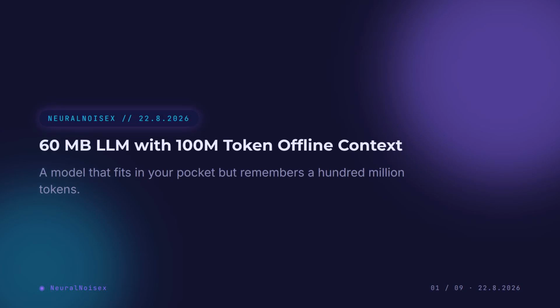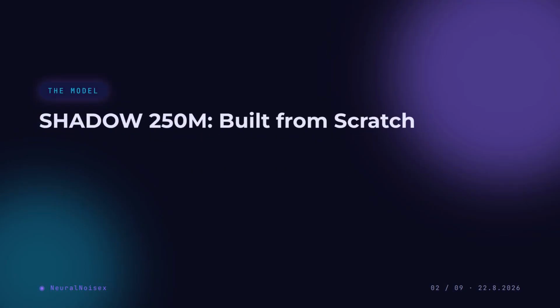A model that fits in your pocket but remembers 100 million tokens. This week, a developer named NodeMind dropped a new model called Shadow 250M Instruct, and the specs are aggressively lean. This is a 250 million parameter model trained from scratch on 30 billion tokens of English text, followed by roughly 700 million tokens of instruction tuning.